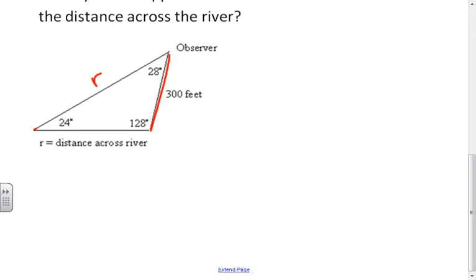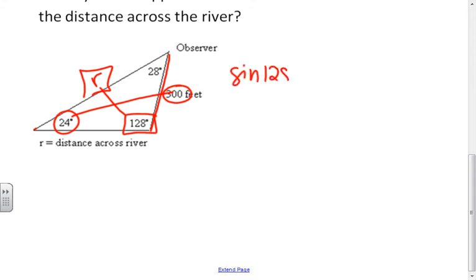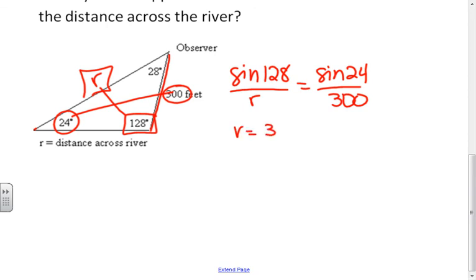So if we start looking at what we have, I know this angle, its side opposite. I know this angle, its side opposite. Perfect scenario for a law of sines problem, which is our go-to because proportions are so easy. Cross multiply and divide, and we end up with r being 300 times the sine of 128 divided by the sine of 24. When we go to your calculator, we end up with r being 581.2 feet. Definitely would present a problem to measure across that river directly.